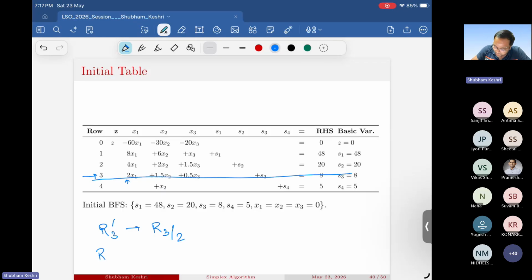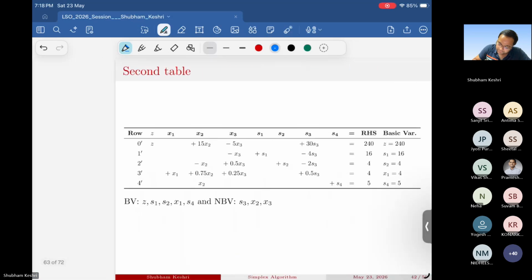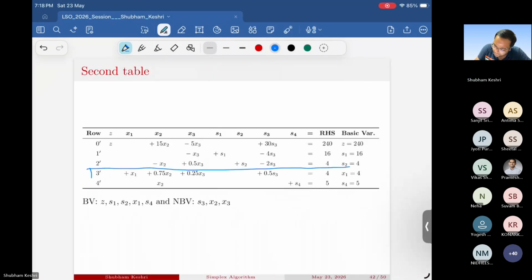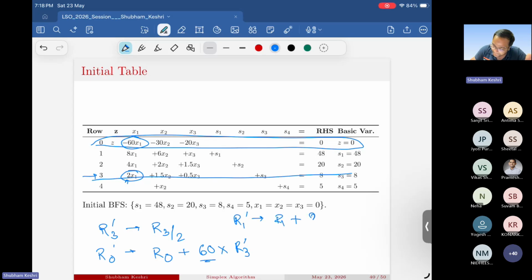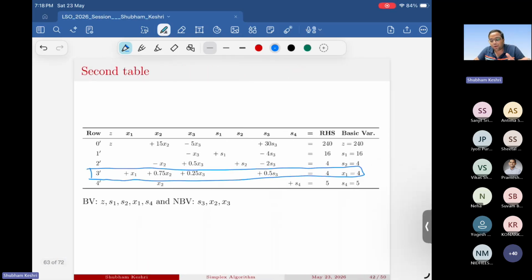For row 0, it will become row 0 plus 60 times row 3 dashed. What is row 3 dashed? This is row 3 dashed. We have multiplied the row by half. Now once you multiply this row by 60 and add it to row 0, the coefficient of x1 will become 0. Similarly, for row 1 dashed, it will be row 1 plus 8 times row 3 dashed. And you perform the row operations for all the rows and you transform it into a canonical form.